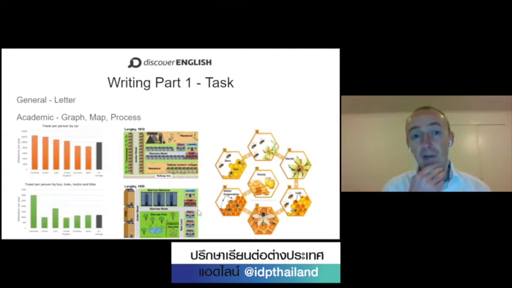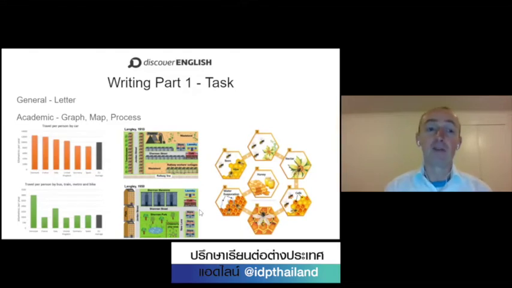Then we move on to part one of the writing, and the writing part one task. For General, you've just got a letter, but we're not really going to look at the general task today. We're going to focus on the academic.